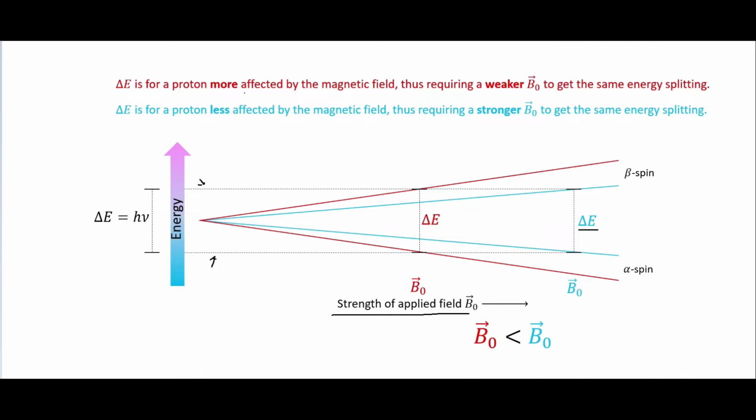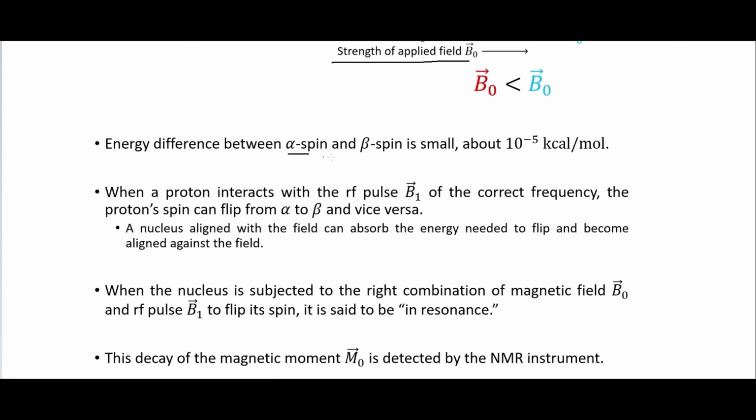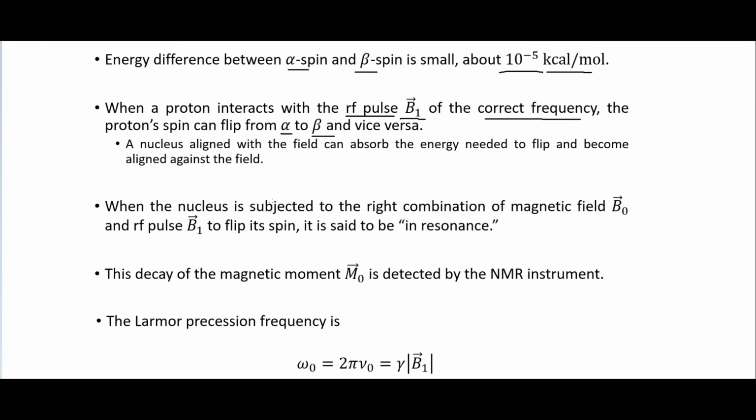Something that's less affected by it will be more shielded, and that will be based on the chemical or electrical environment that that proton is actually in. So the energy difference between the alpha and beta spin is quite small, around 10 to the negative 5 kilocalories per mole. So when a proton interacts with the RF pulse, which is our B sub 1, of the correct frequency, the proton's spin can flip from alpha to beta, as I discussed. So when the nucleus is subjected to the right combination of a static magnetic field and RF pulse to flip its spin, it is said to be in resonance.